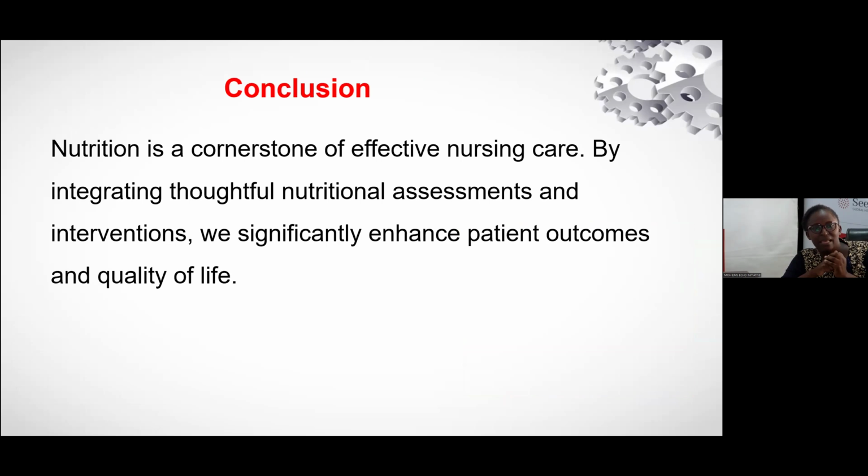I will conclude by saying nutrition is a cornerstone of effective nursing care. So if you integrate all the care, nutrition, pediatrician, doctors, nursing, and they all come through, it is a very good idea, because there will be thoughtful nutrition assessment and intervention. It will be clear to intervene. Everyone will be on board to help this child recover quickly. Thank you so much.